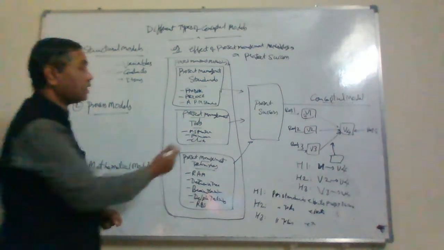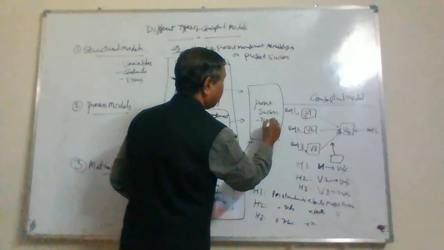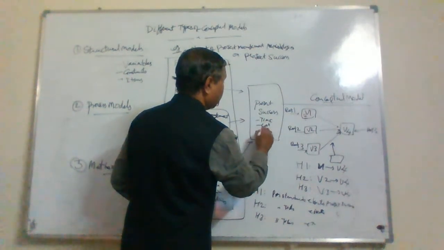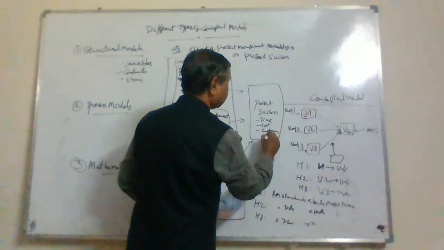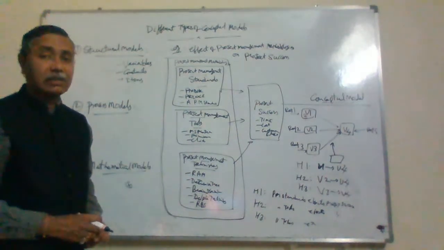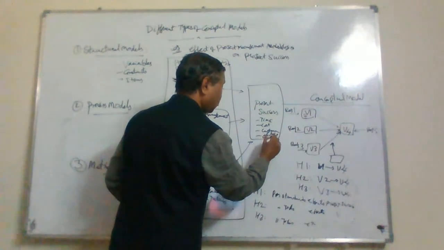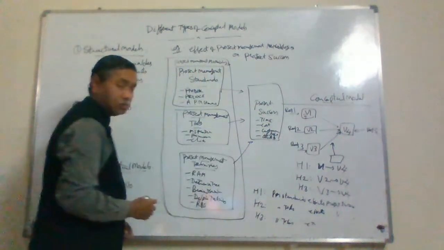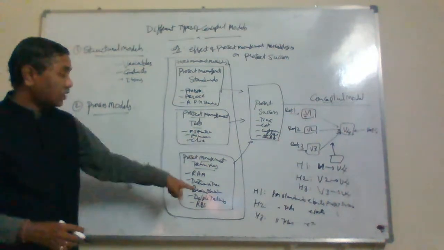How do you define, for example, project success? How do you measure it? Based on time performance, based on cost performance, based on customer satisfaction. Different ways you will measure project success, right? Based on quality also: time, cost, quality. For example, you want to define sub-hypotheses.